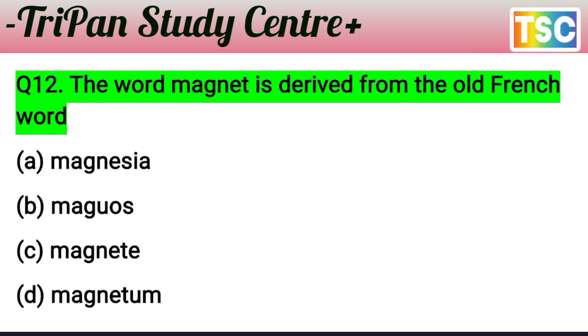And let's see the next question here. Next question on your screen. Question here: the word magnet is derived from the old French word. You know that question here, the word magnet is derived from the old French word.